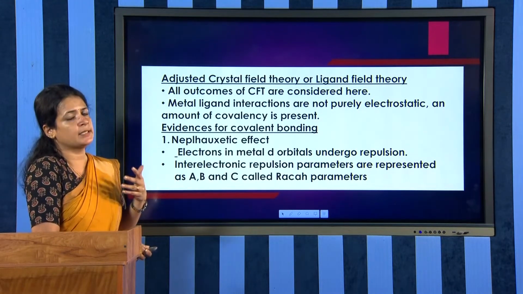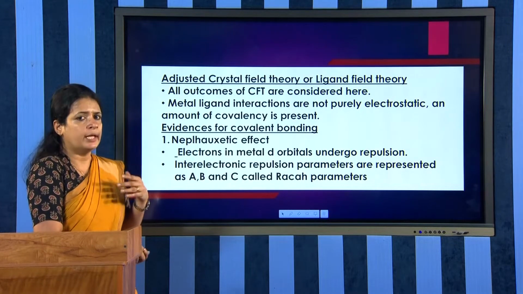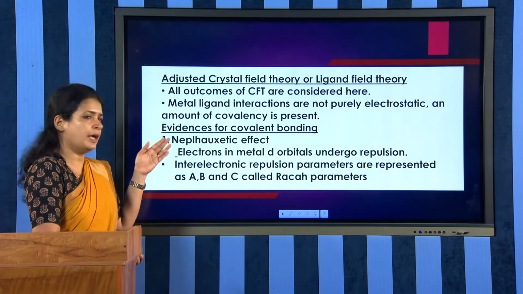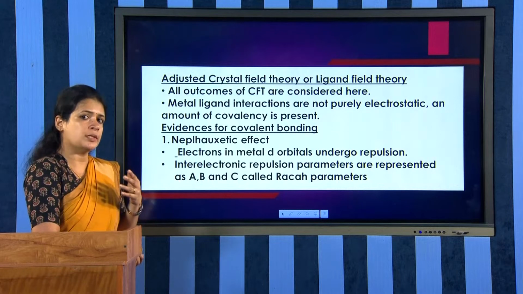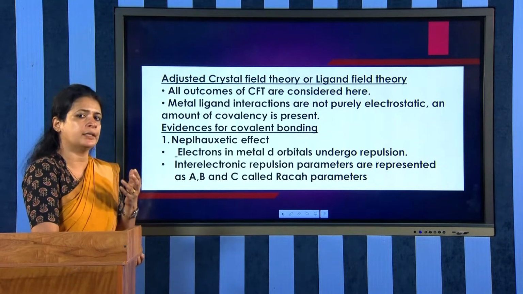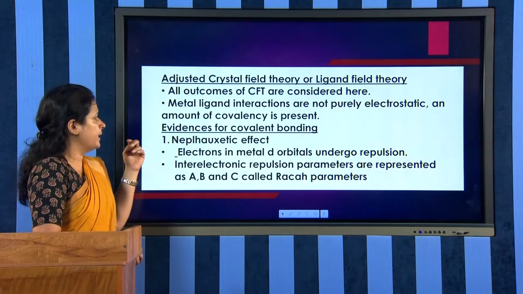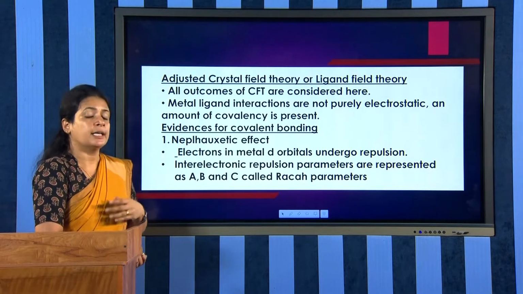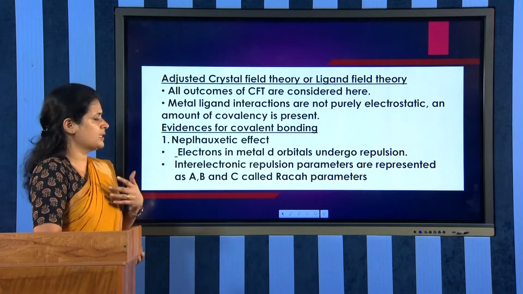And how can we say that there is a kind of covalency in a molecule? We have some evidences that show there is considerable covalent character in the metal ligand bond, and these are the evidences. Number one is the nephelauxetic effect. And what is the nephelauxetic effect?